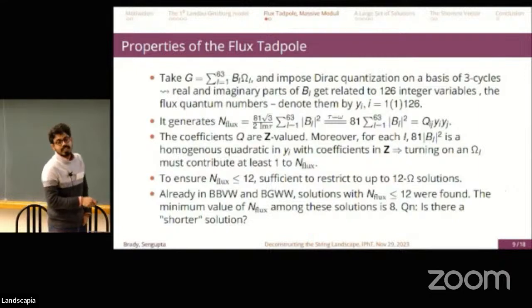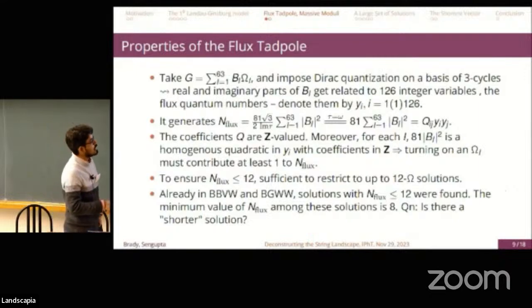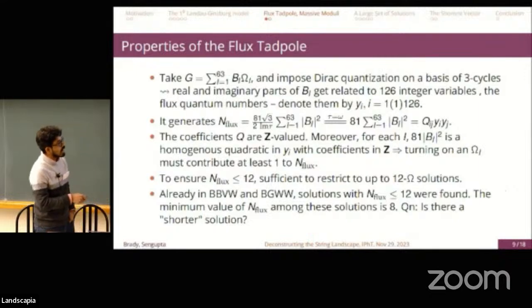So there are 2 questions that we ask in this project. One, is there a flux background for which N flux is smaller than 8? And the second question is, how can we systematize finding all solutions with this bound?